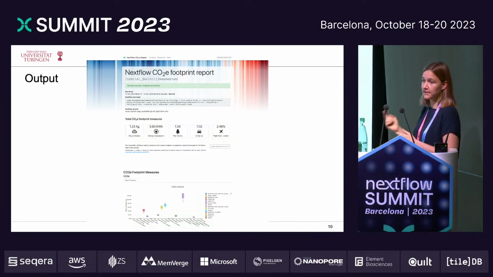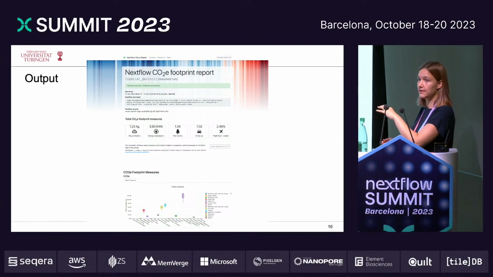So how many tree-months would this correspond to, and how many kilometers by car, etc. It also includes a few plots, for example, a plot showing the CO2 equivalent distributions across different processes, so that we can see at first view which processes have the main impact in this case. And of course, it also provides detailed information about each individual task.